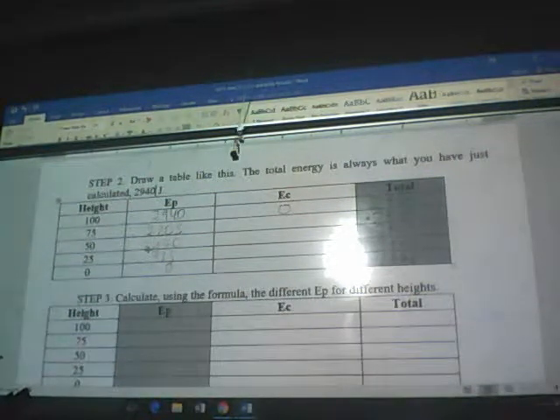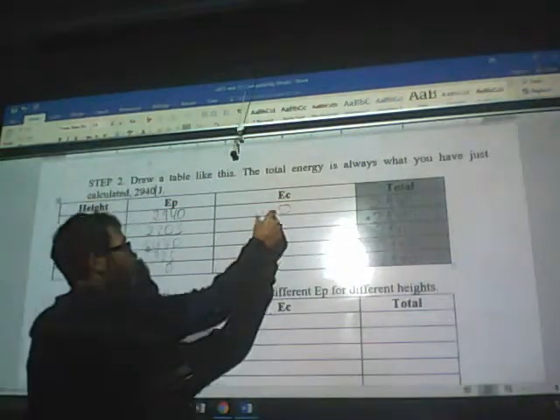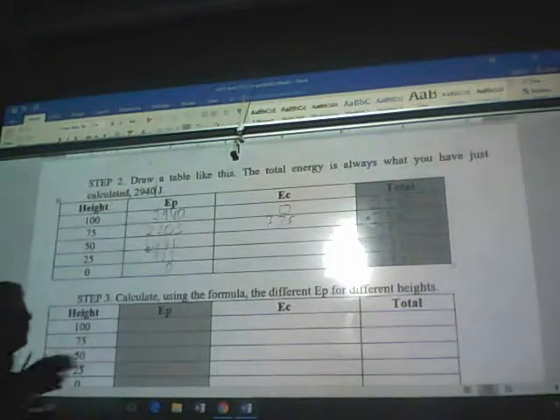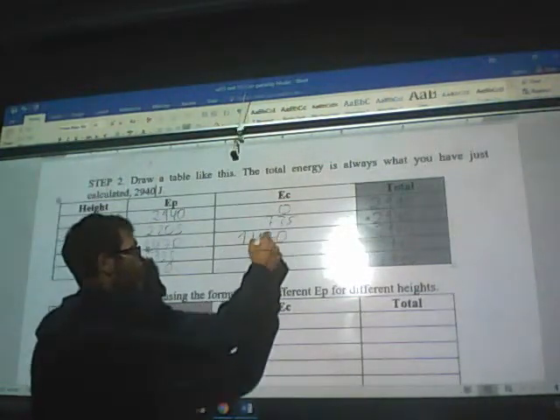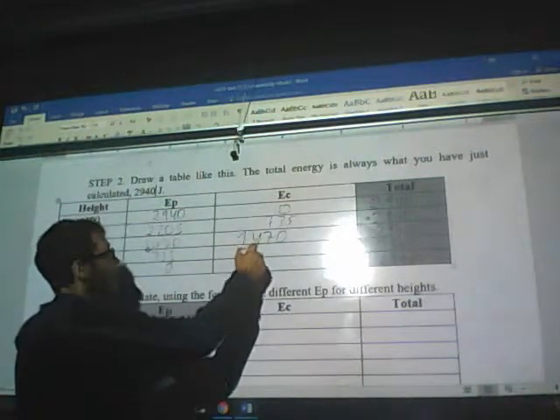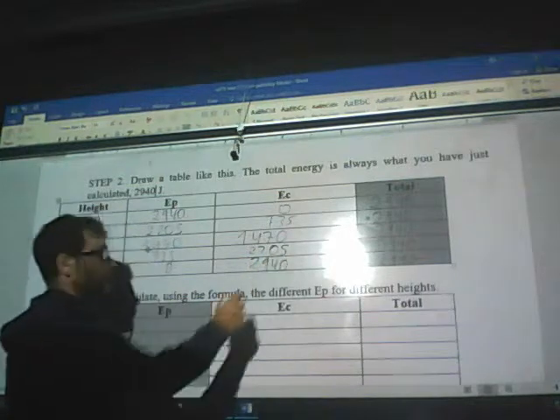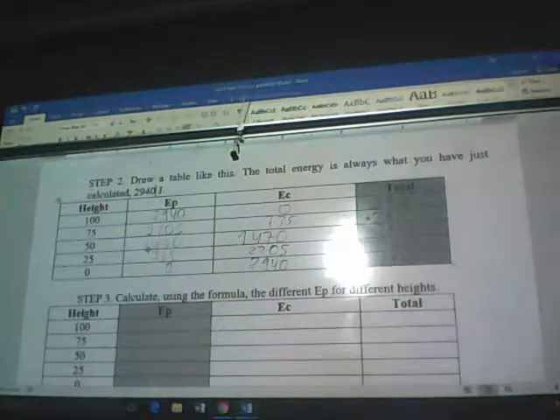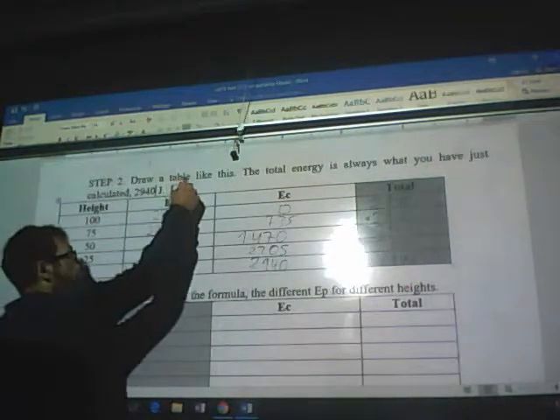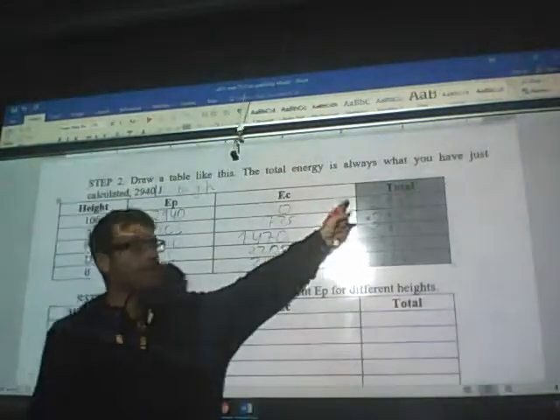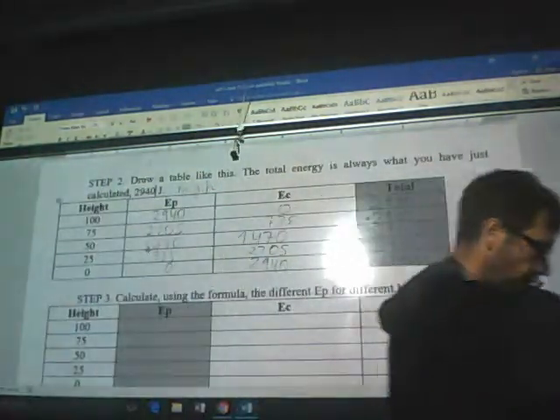It would be 2,940 minus 2,025. This would be 1,470. This would be 2,000, and this would be. Okay? And that's all you got to do with the table. You get it with the formula m times g times h, and then you subtract this number from this number, and you get the kinetic energy. Okay?